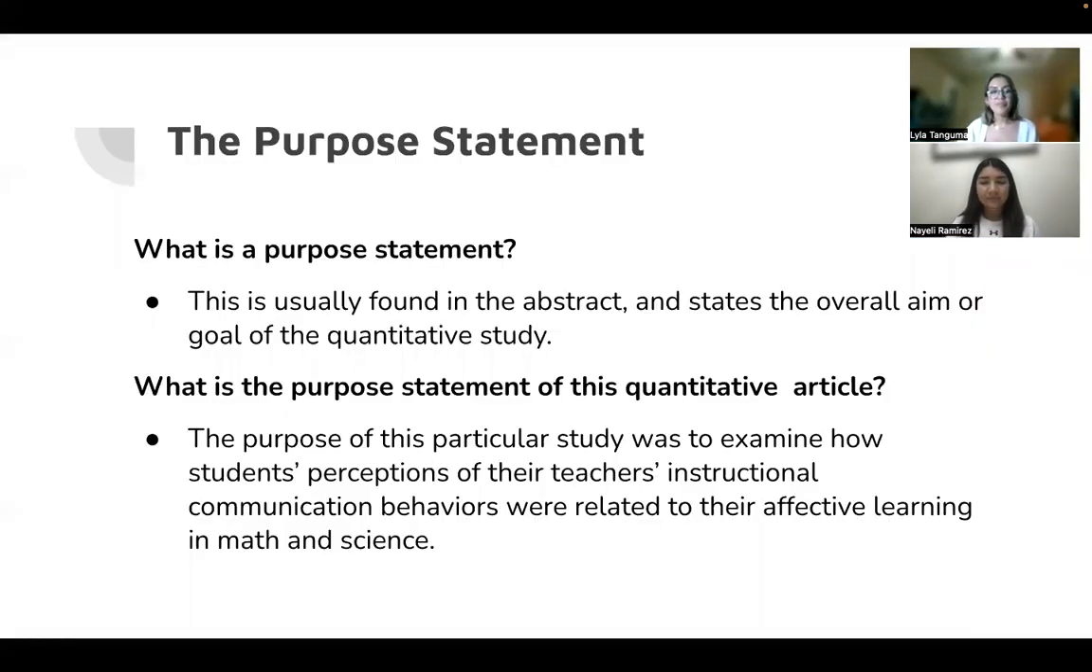Okay, so the first thing we looked at was the purpose statement. So what is a purpose statement? The purpose statement is usually found in the abstract in the very beginning of the article, and it states pretty much the overall aim or goal of the quantitative study. The purpose statement of this specific study was to examine how students' perceptions of their teachers' instructional communication behaviors were related to their effective learning in math and science.